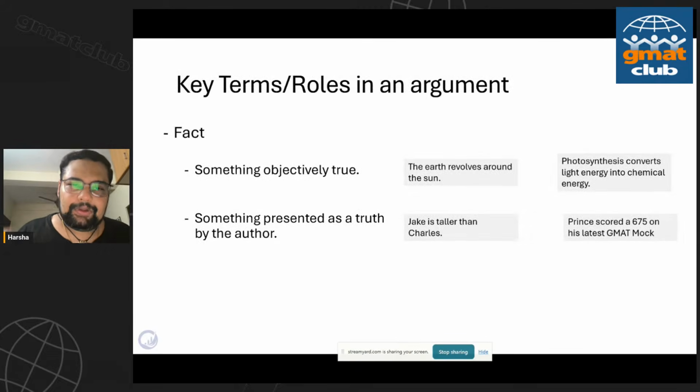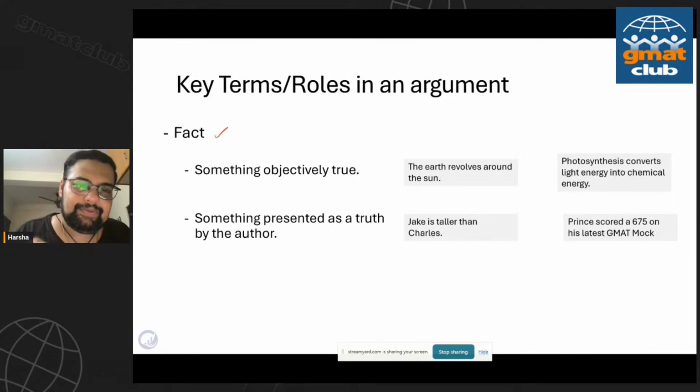So when I say key terms, I mean what role would you consider this particular statement to have in an argument? So if something is a fact in an argument versus something is a claim, something is a conclusion, think about all these definitions, all these items I'm talking about in terms of what would you consider the role of that in an argument. Okay. So firstly, what is a fact?